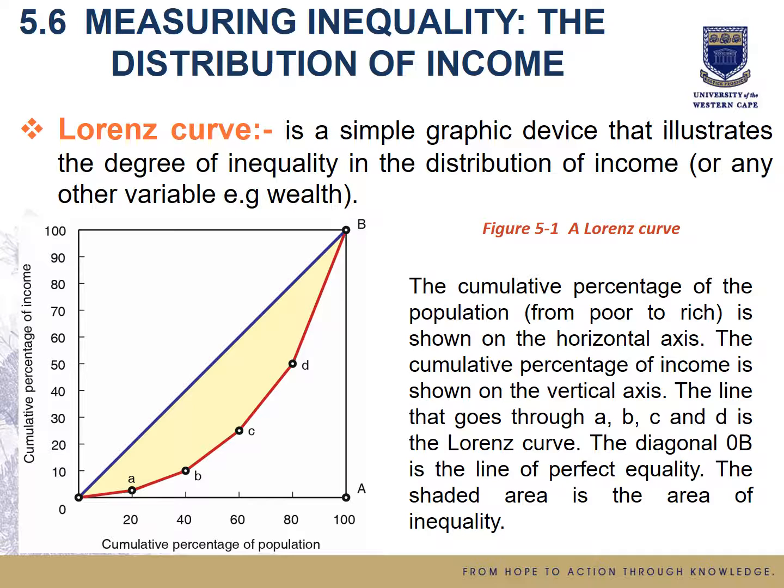The degree of inequality is reflected by the deviation of our curve from the diagonal line. The greater the distance of the constructed Lorenz curve from the diagonal line, the greater the degree of inequality. Therefore, the shaded area is called the area of inequality, which is the area in between our constructed Lorenz curve and the line of equality.